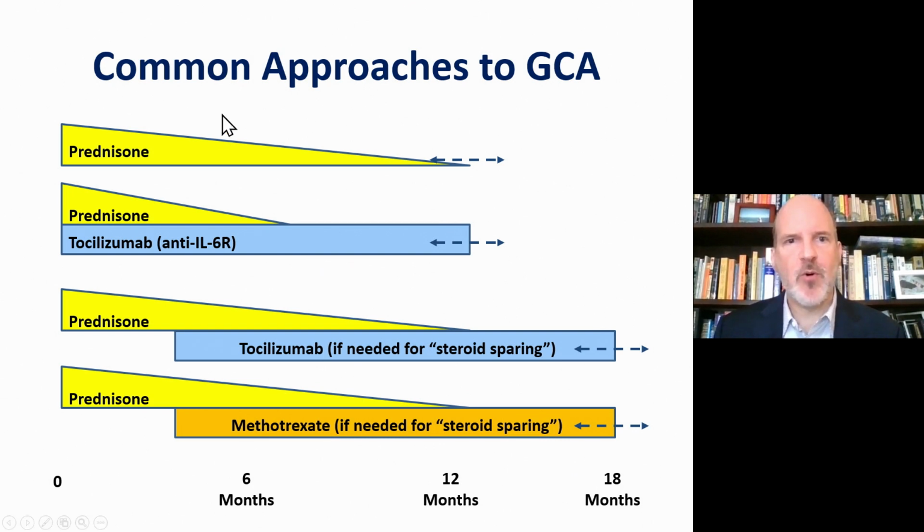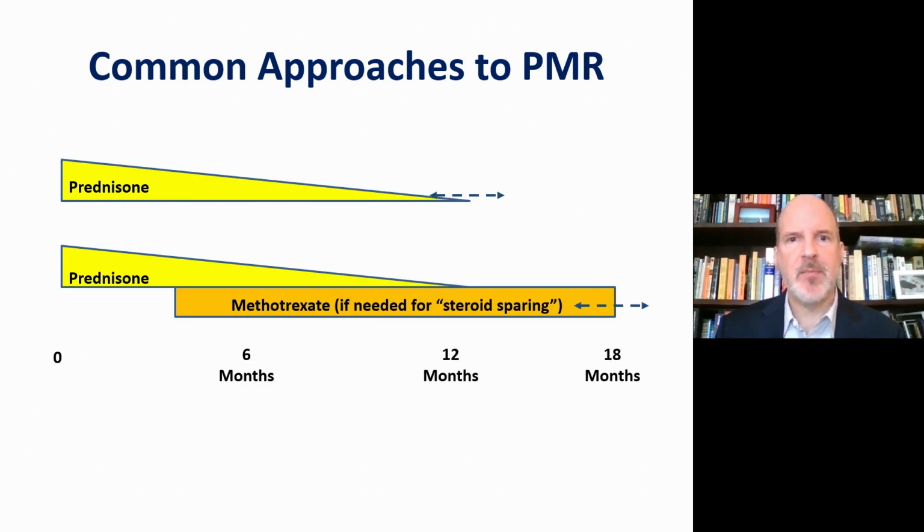Prednisone is used for all patients still, but an exciting development in the field was tocilizumab, an antibody against the IL-6 receptor. Some people use it up front. Some people only use it once the patient first has symptoms of relapse, and methotrexate is sometimes used as well, though the evidence isn't as strong.